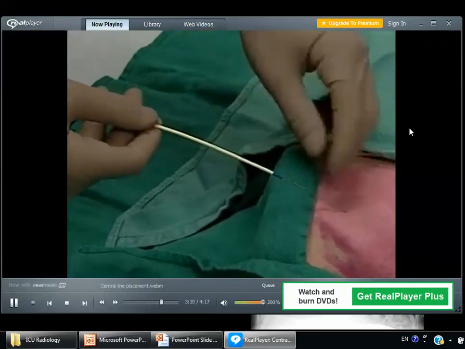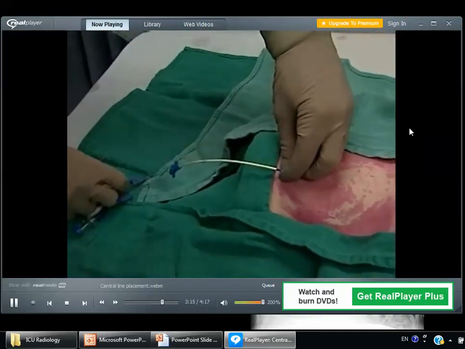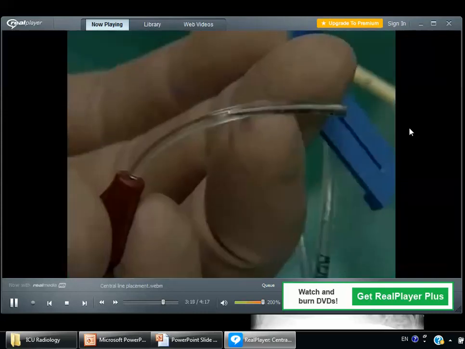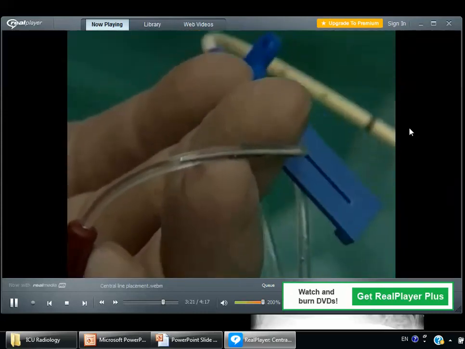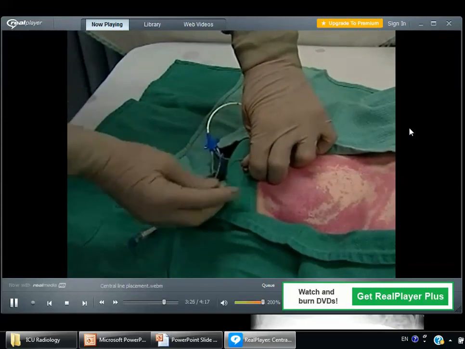Now we advance the central line catheter over the wire, partly withdrawing the wire if necessary, until the wire is seen at the catheter hub. Uncapping that hub, we'll advance the wire backwards.